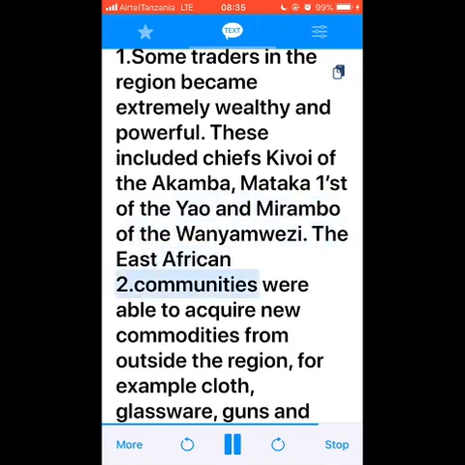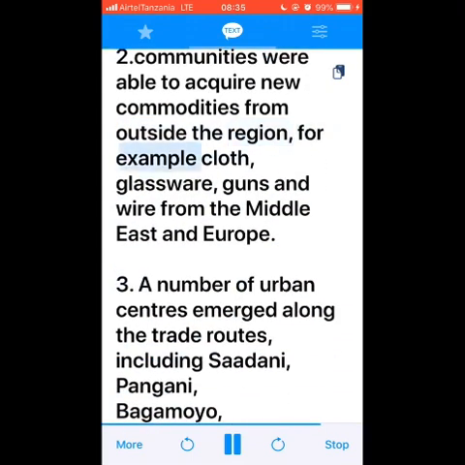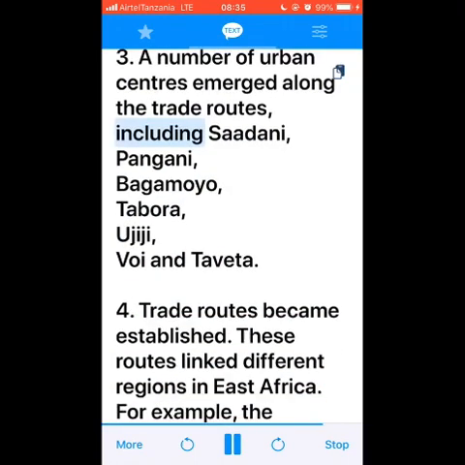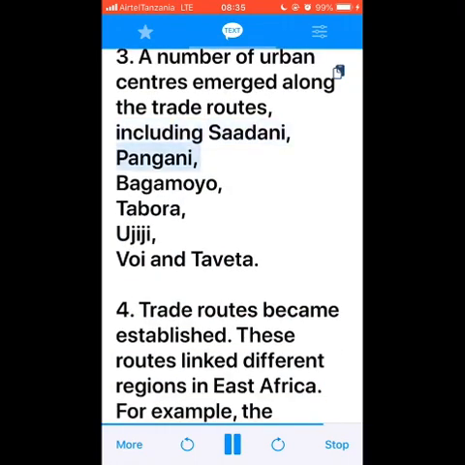2. East African communities were able to acquire new commodities from outside the region, for example cloth, glassware, guns and wire from the Middle East and Europe. 3. A number of urban centers emerged along the trade routes, including Pangani, Bagamoyo, Tabora, Ujiji, Voi and Taveta.